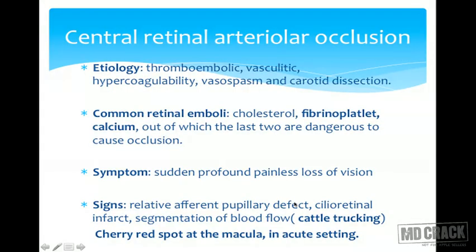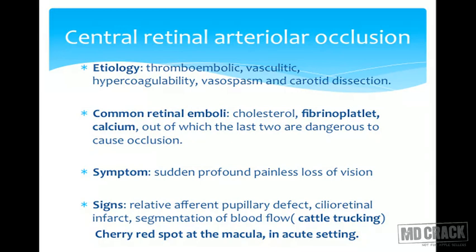Coming to central retinal arteriolar occlusion, this is the surrogate of a venous occlusion, but the etiology is completely different. The etiology in these cases more often is thromboembolic, vasculitic, vasospasms, and carotid dissection. It is very obvious that the blood supply of the central retinal arteriole comes from the heart, so any emboli arising from the entire circulation, from the chambers of the heart, from the carotids, may lodge into the retinal circulation, causing a central retinal arteriolar occlusion.